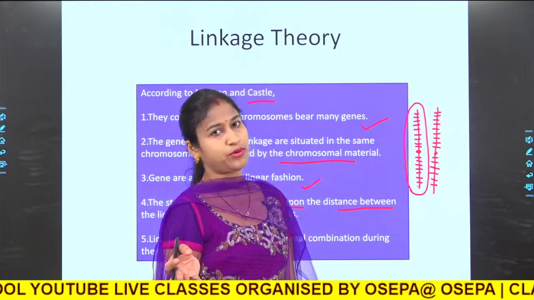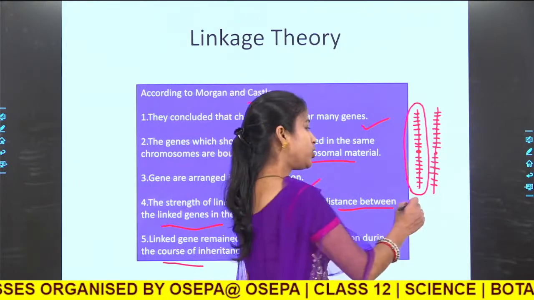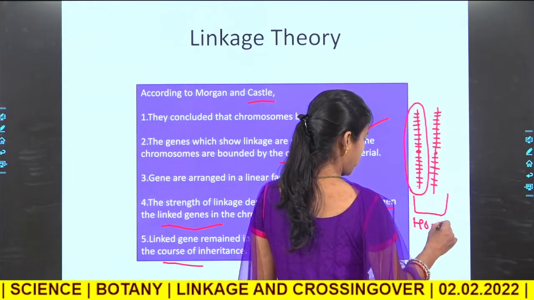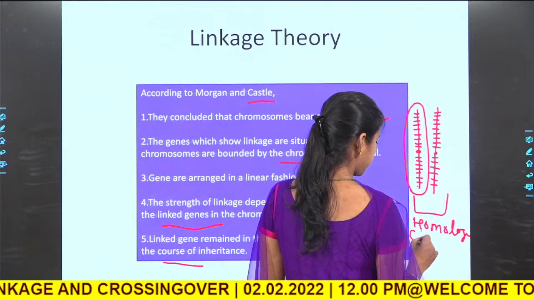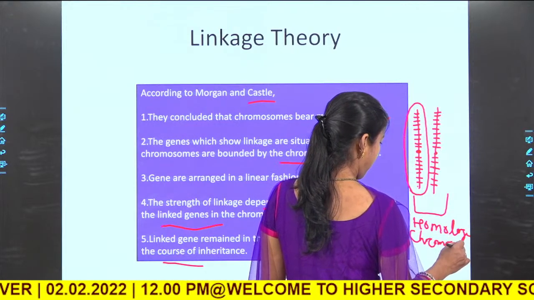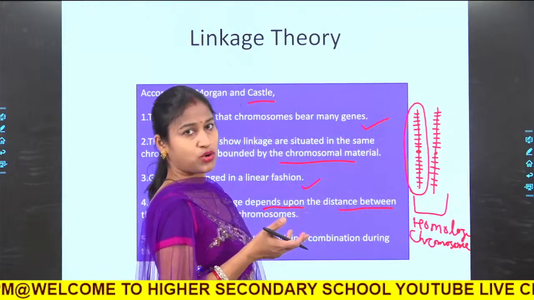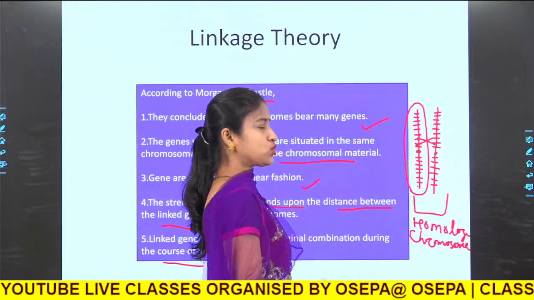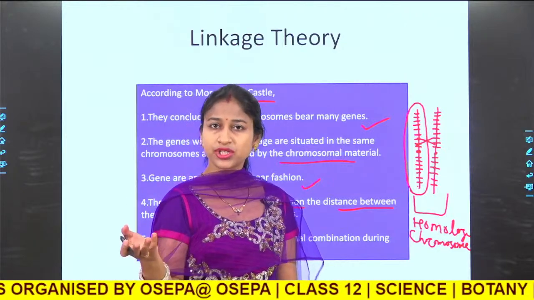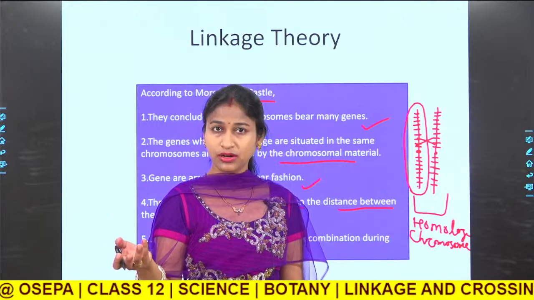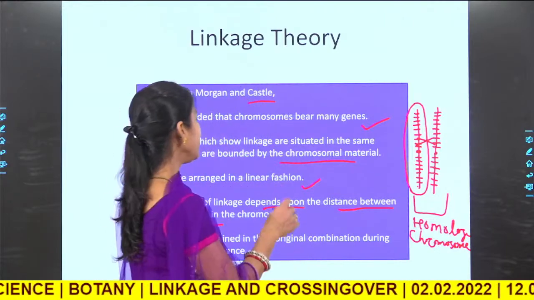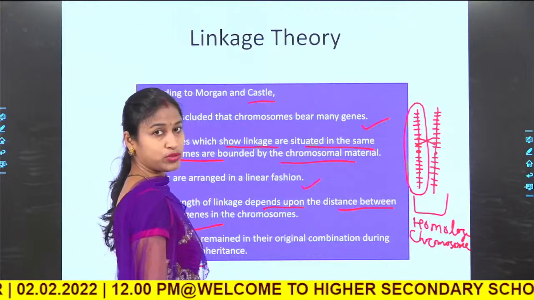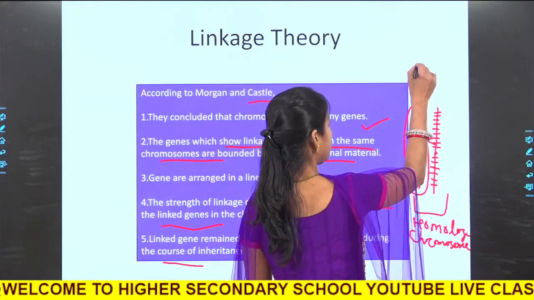But this is a very rare phenomenon, because crossing over happens between homologous chromosomes. Let us suppose the crossing over takes place anywhere; it will alter the combination and we are going to get new combinations, or recombinant types. That is why the genes which show linkage are always situated on the same chromosome. We cannot say that if this is a homologous chromosome, another chromosome is like this.